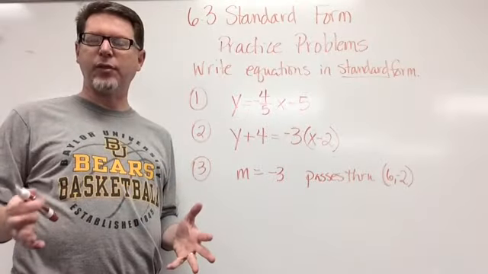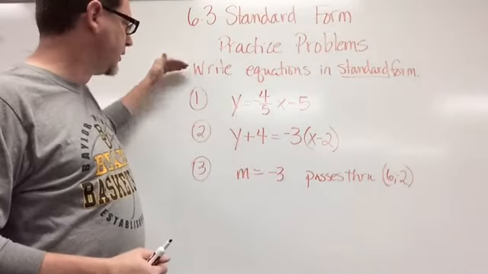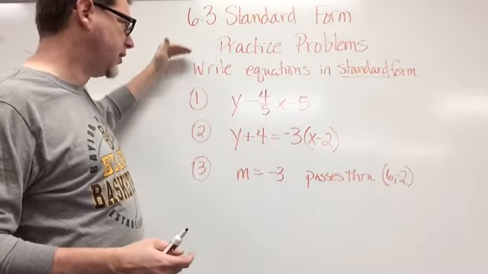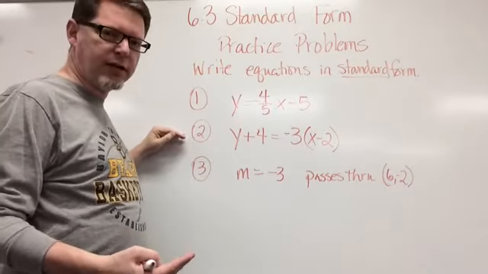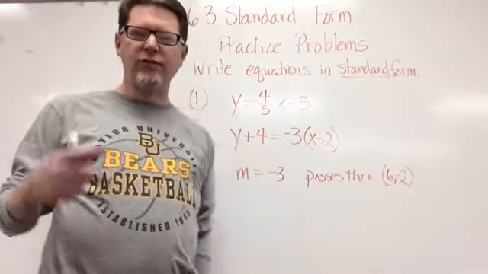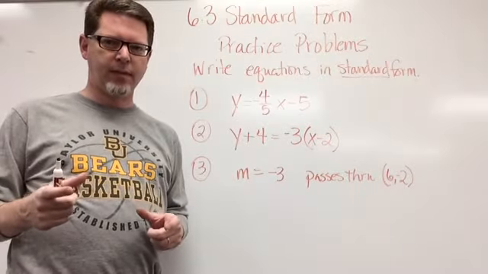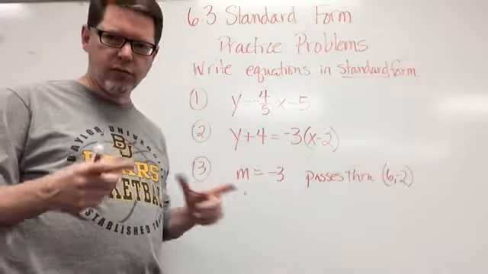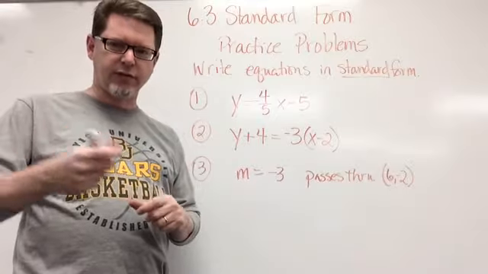And here are your practice problems for tonight. They all are writing equations in standard form. The first one, I'm given an equation in slope-intercept form, and I need to write it in standard form. The second one, I'm given an equation in point-slope form, and I need to write it in standard form. The third one, I'm given the slope and a point. So you have to decide which one of those forms do I want to start with. I cannot start with standard form. I'm given a point and a slope, so which equation do I start with? And then from there, convert it to standard form.